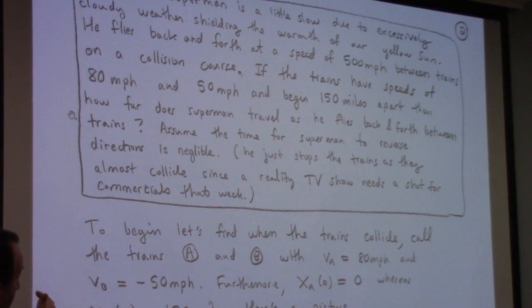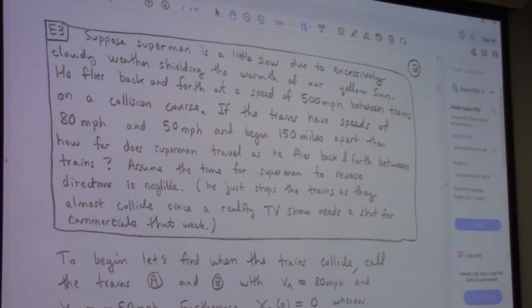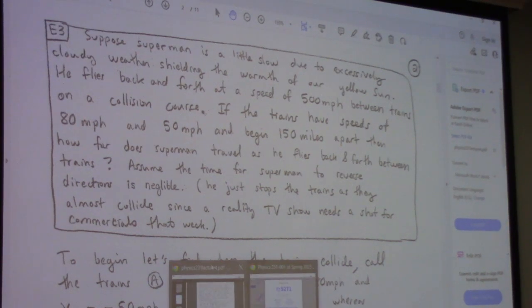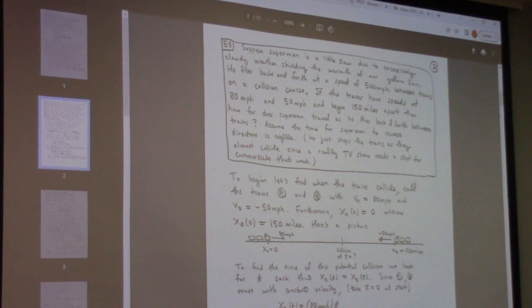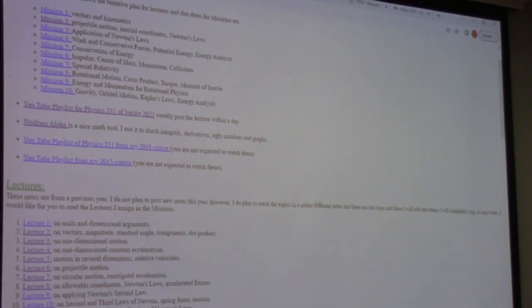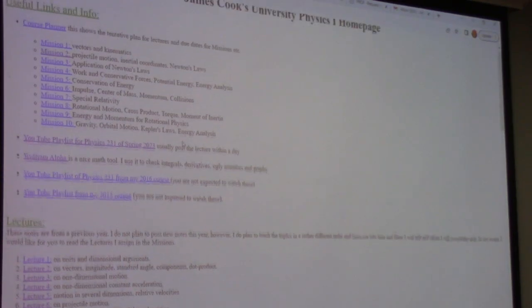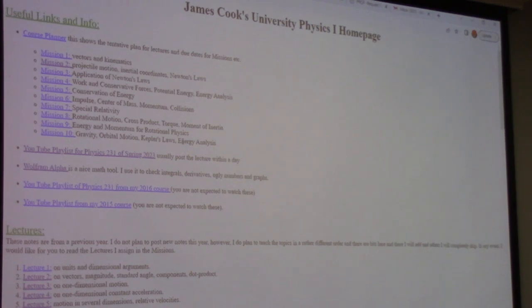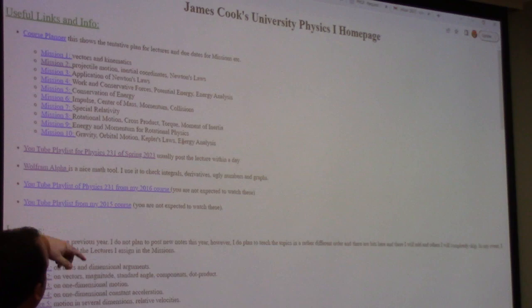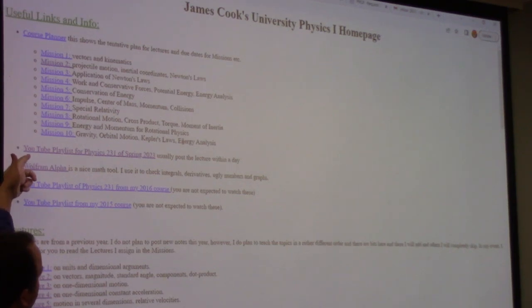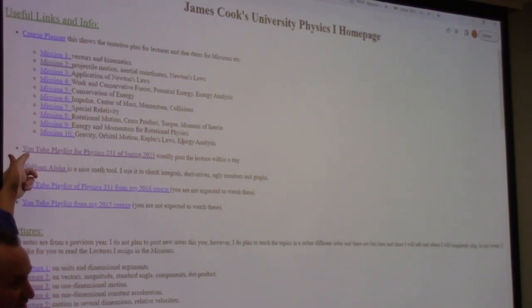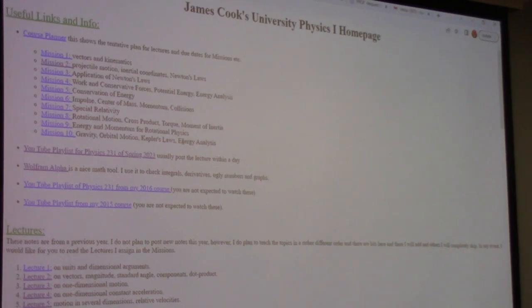Now, let me just take a step back for a second. You guys should know where my notes are, right? If you look at the initial course announcement, I link you to the course webpage, which is here, James Cook's University Physics 1 homepage. And you notice all the required homework is posted right up here. A playlist from a previous time I taught physics is here. You'll find different examples there. If you want to see me talk more about physics, there it is.